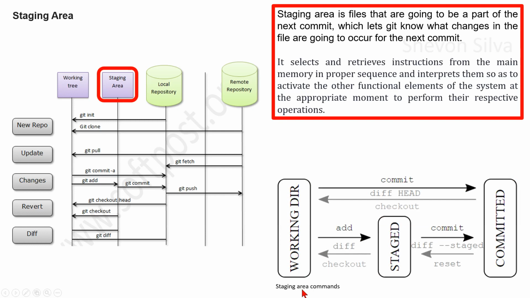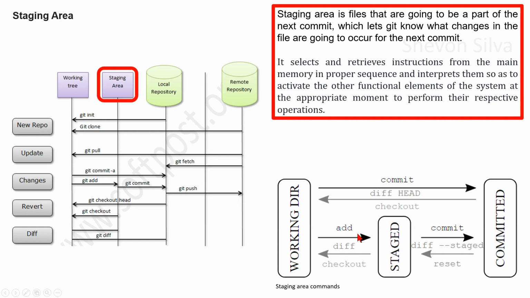Here you can see staging area commands. With the staging area, there is one middle point before commits. Files can be untracked, modified, staged, and committed, and we have a variety of commands to go between states.